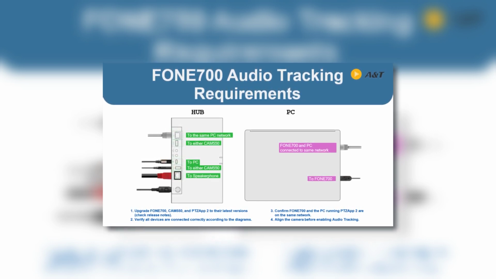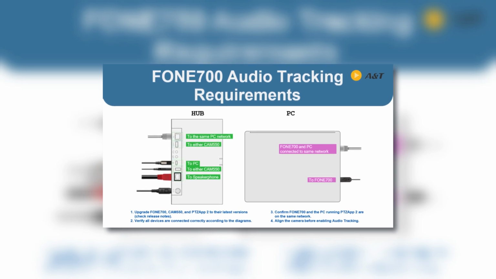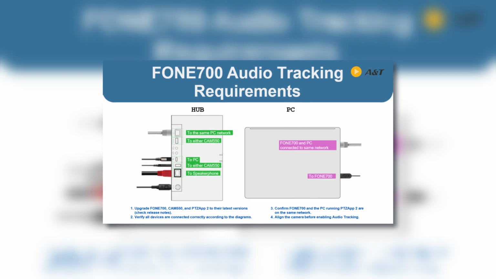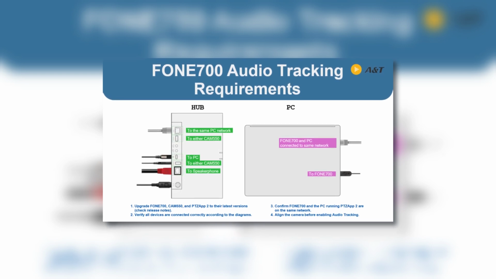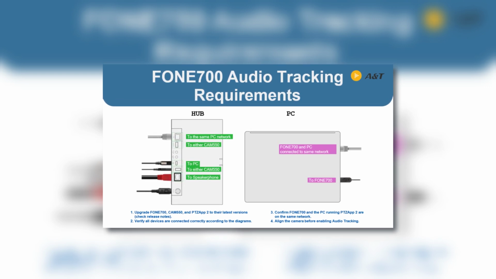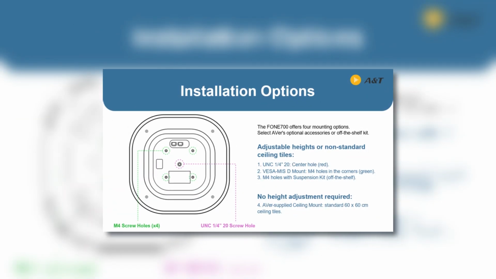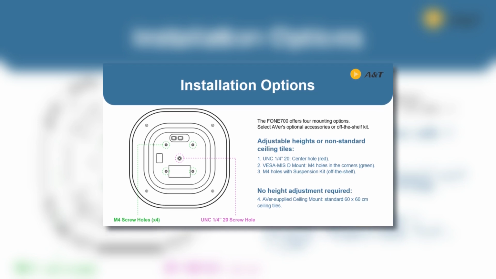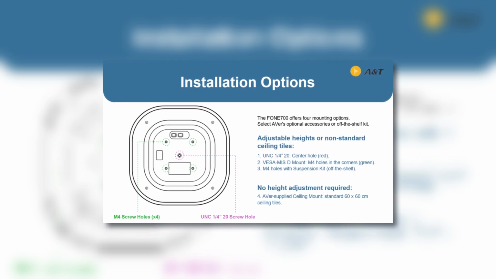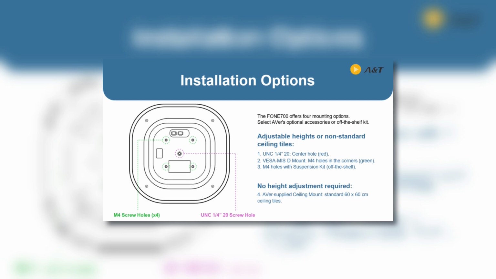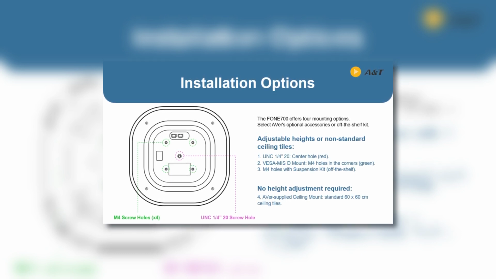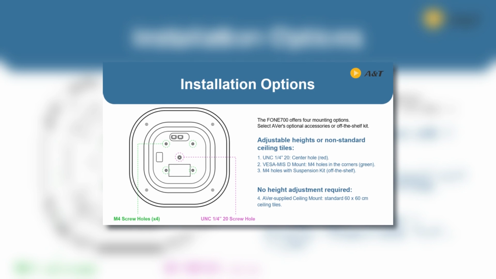So phone 700 comes with 3 years exceptional service and warranty, and all AVer cameras and speaker phones, everything comes with 3 years warranty. So this is the simple requirement. You need a PC to run the phone 700 device, and on installing options, we don't have too much to talk about. So that's it. That's all about the presentation.